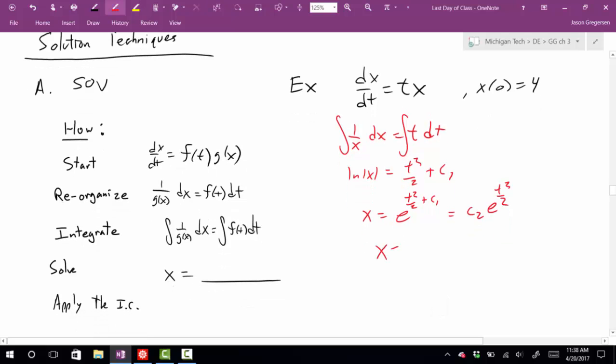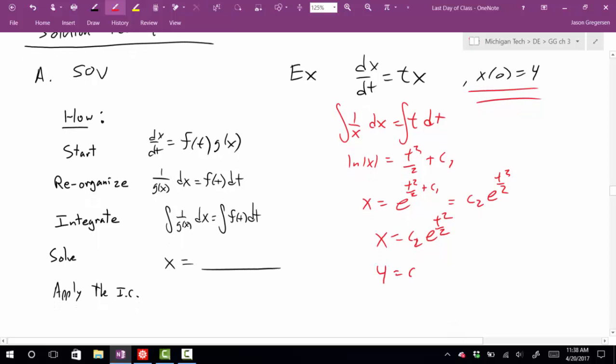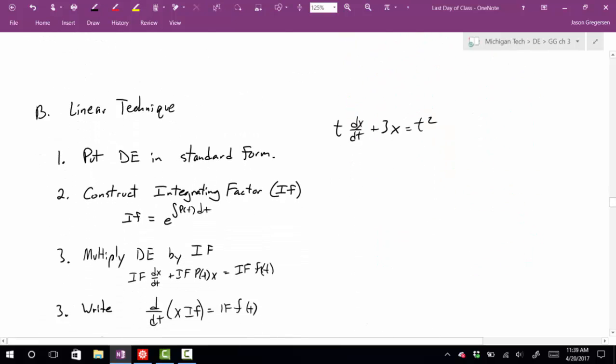All right, so x is equal to c2 e to the t squared over 2. Now I want to evaluate my initial condition here. That tells me that x is 4 when t is 0. e to the 0 is 1, so it looks like my constant is 4. And my solution is 4 e to the t squared over 2. I know that's fast. Any questions, though? All right, fast because I'd rather spend more time here.